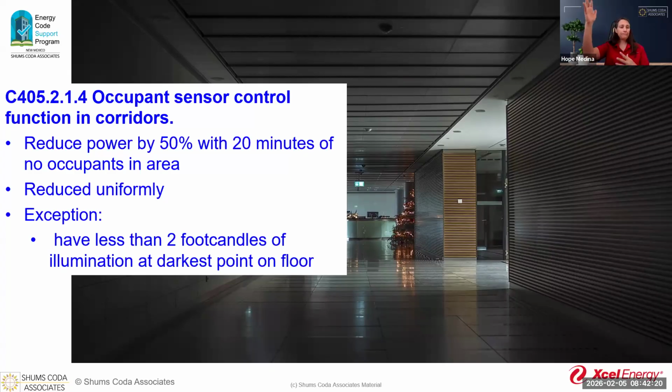And if the lighting is less than 2 foot candles at the darkest point, then it does not have to be reduced by the 50%, because we have our egress criteria out of the IBC, right? We have a certain foot candle that must be maintained, and the energy code is saying, hey, we get that. But if it's got 15 foot candles, it can be reduced to 7.5, right? And that's perfectly okay. The idea is we don't want it to shut off completely, but we do want to reduce it down if nobody's in that location.